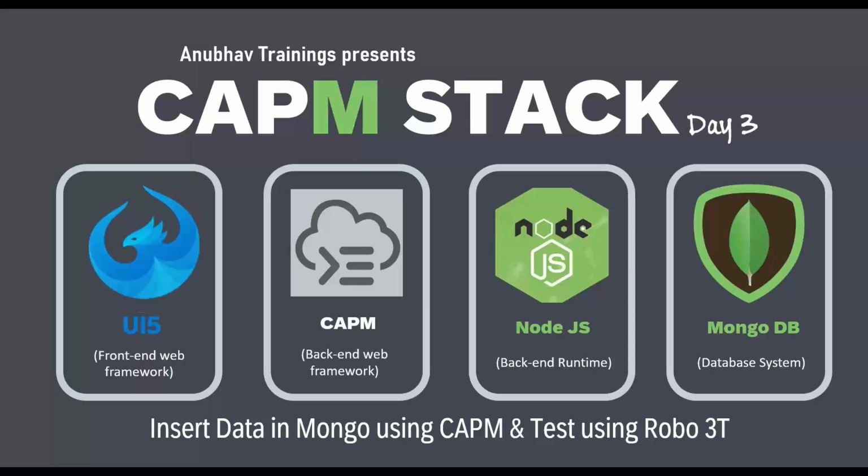In the episodes so far, we have seen how to create your MongoDB instance using Mongo Atlas in the cloud for free. Then we created our first CAPM project in the last session, added a simple database entity called customer, and then we've also added the service and service implementation. In today's session, we will see how to implement the create request to insert data to Mongo database using CAPM implementation. So let's get started.